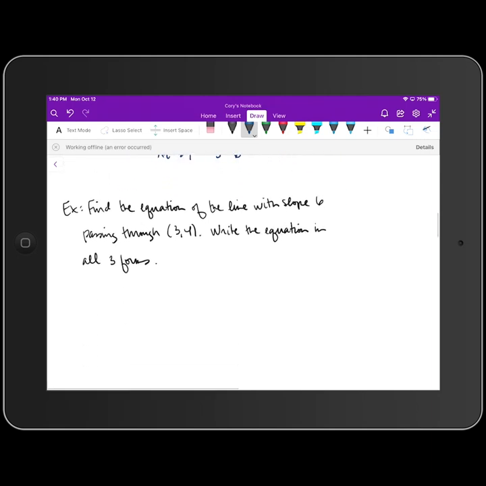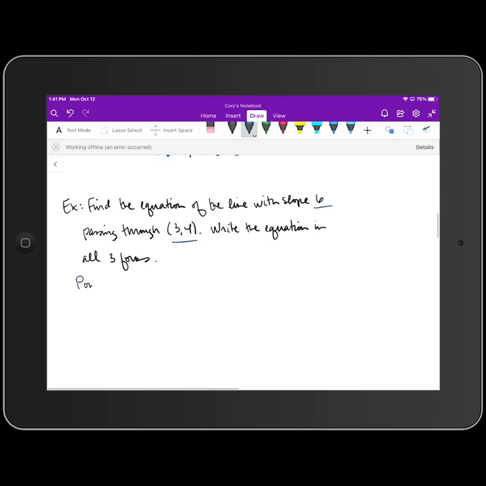Okay, so the next example asks us to find the equation of the line with slope 6 passing through the point 3 comma 4, and then we're asked to write the equation in all three forms. So that's slope-intercept form, point-slope form, and standard form. I think the best one to start with here is point-slope form because we're given the slope of a function and the point that it passes through.